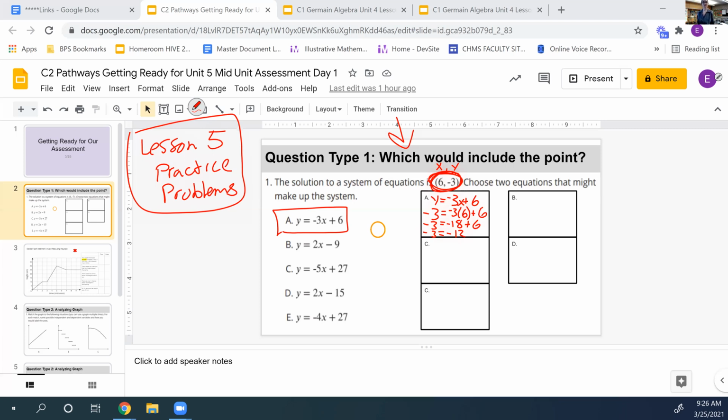Is that correct? Is that a true statement? -3 is equal to -12. Is that true? It's not. Very good. So this one is not going to be part of that system, because when we plug those numbers in, they should be true. It should be -3 is equal to -3, or whatever it might be.